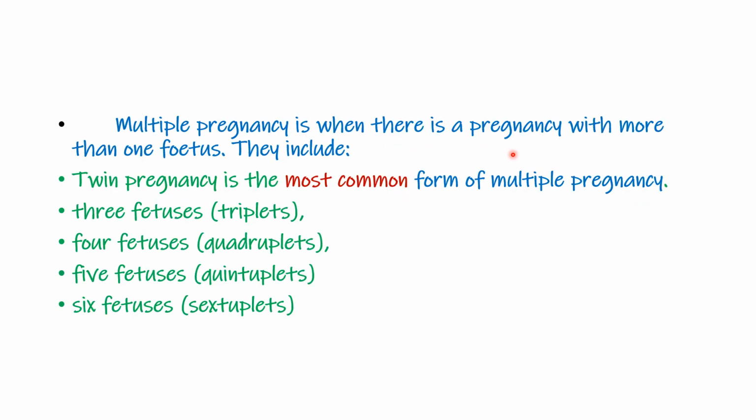Multiple gestation is where there's a pregnancy with more than one fetus. So they include twin pregnancy, which is the most common form of pregnancy, and three fetuses where we have triplets, four fetuses where we have quadruplets, five fetuses where we have quintuplets, and six fetuses where you have sextuplets.